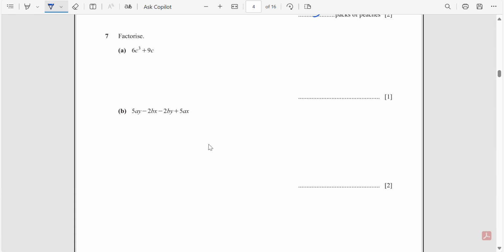Okay, so here we're going to factorize. So we can take, what can we take in common? We can take a c in common and we can take 3 common. So 3c, we have 2c squared plus 3 left.